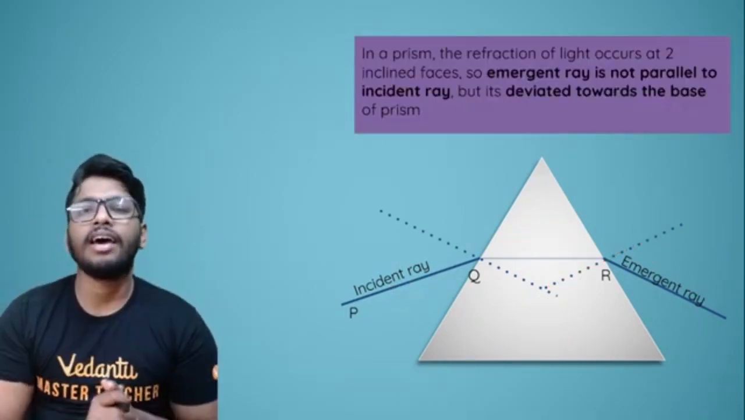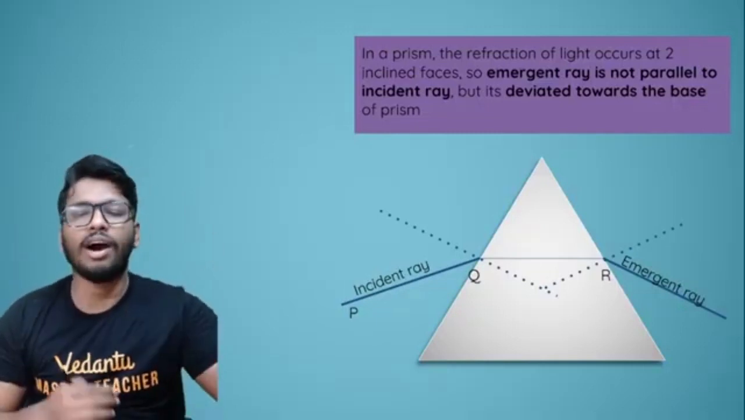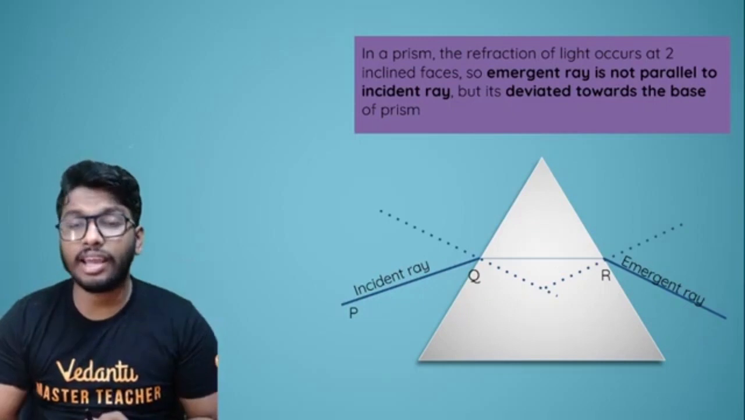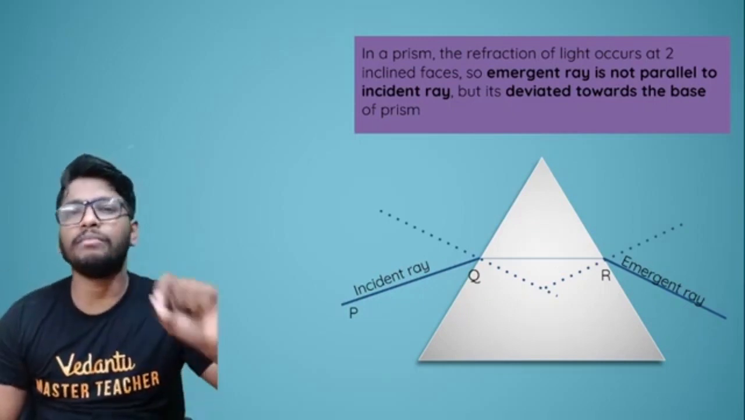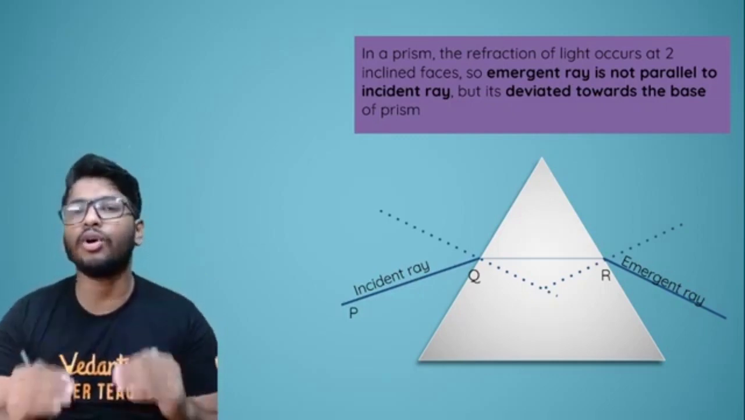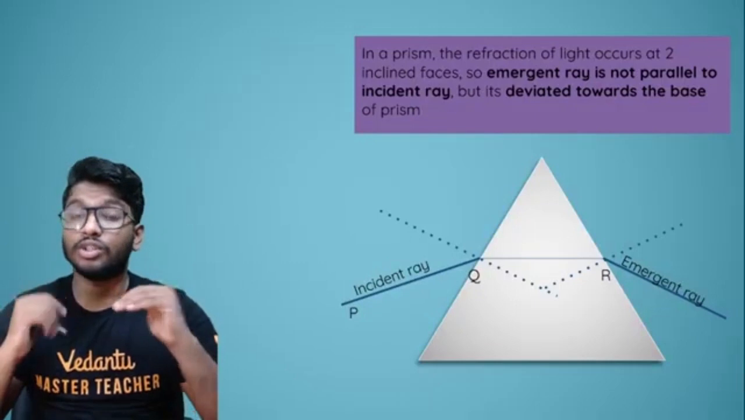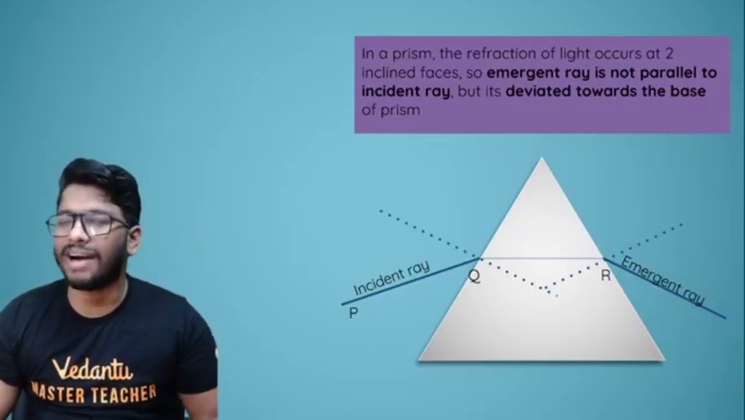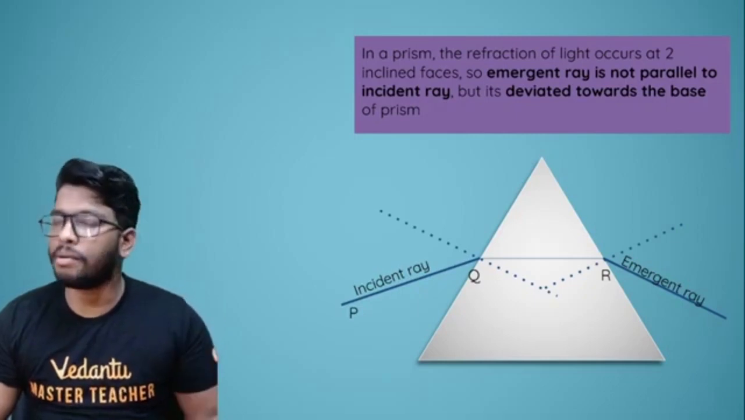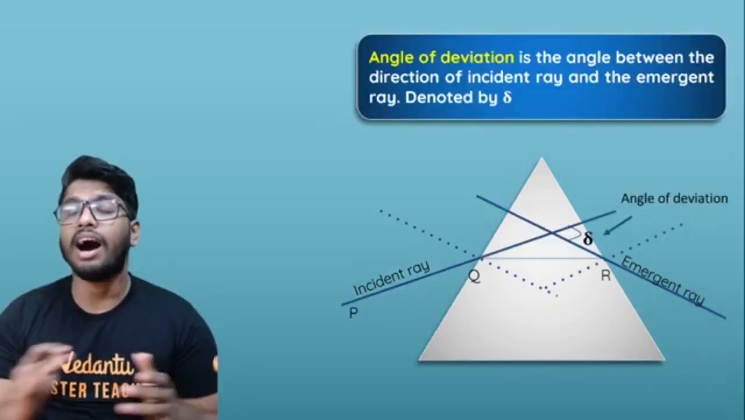So in a prism, you have two inclined surfaces, and you have an incident ray and an emergent ray. Unlike a glass slab, here the emergent ray and the incident ray are not going to be parallel to each other, because both the surfaces are inclined. So don't get the impression that this time also the incident ray and the emergent ray are going to be parallel. No, they are not going to be parallel, because both the surfaces are inclined.